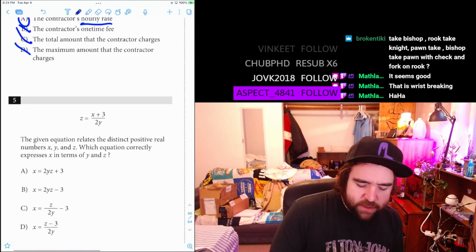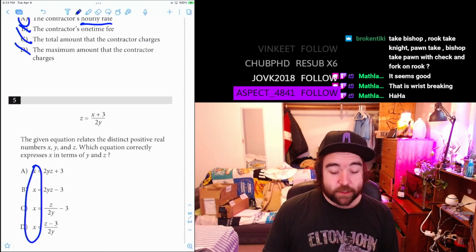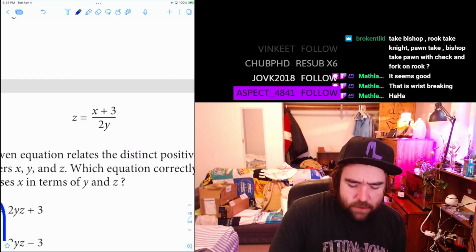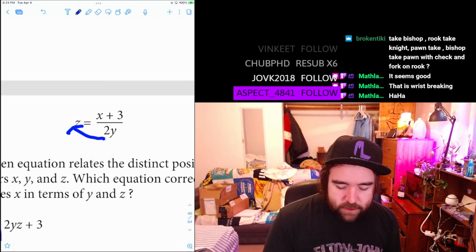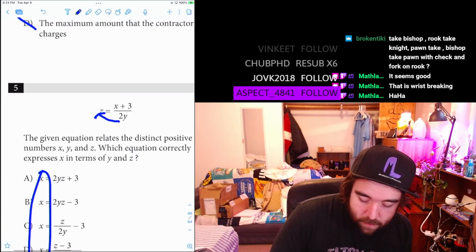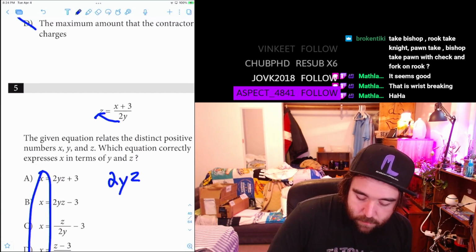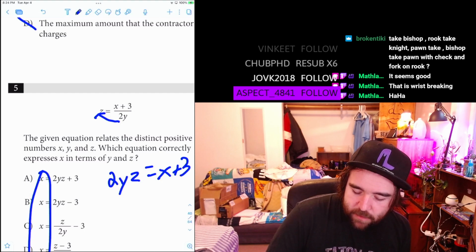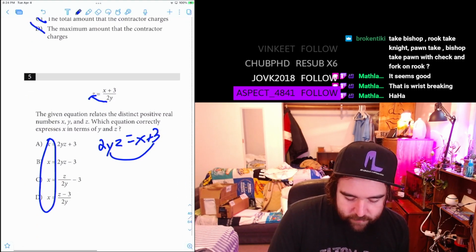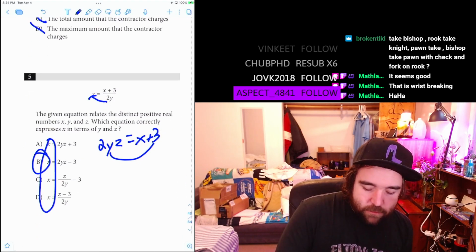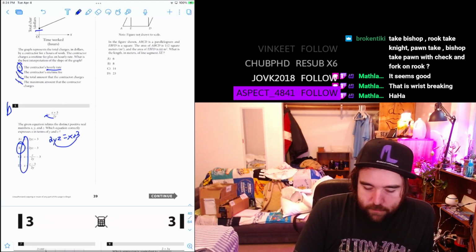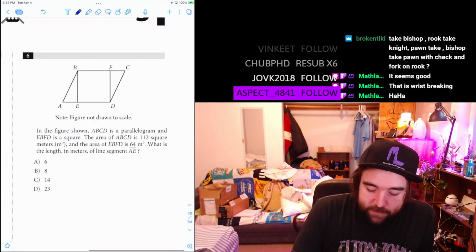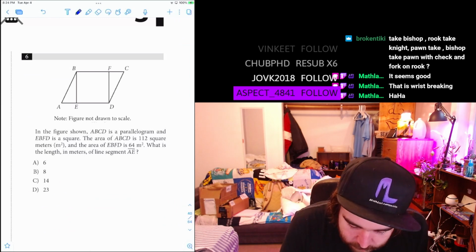Alright, so we're trying to solve for x. We just look at the equation. We just have to get x by itself, so peel everything away from it. Multiply both sides by 2y. So 2yz is x plus 3. Then you just have to subtract the 3 over. So x equals 2yz minus 3. Beautiful stuff. Stop me if you have any questions.